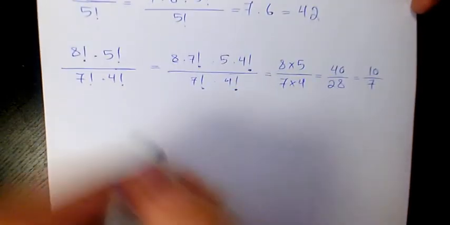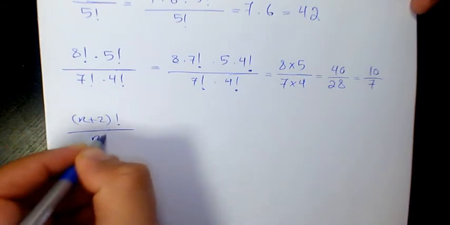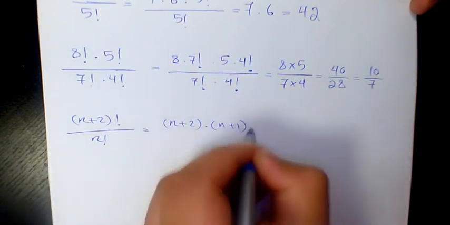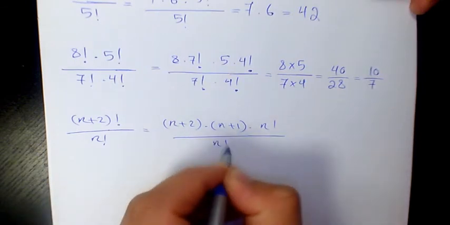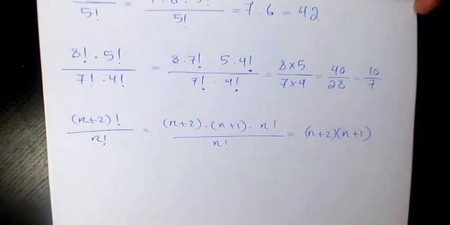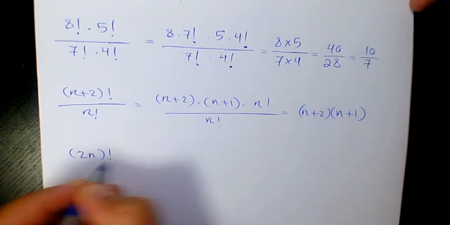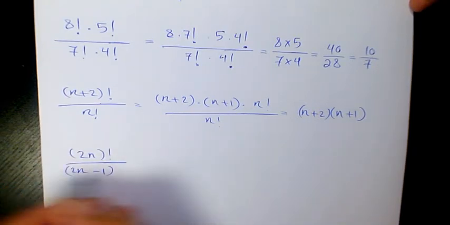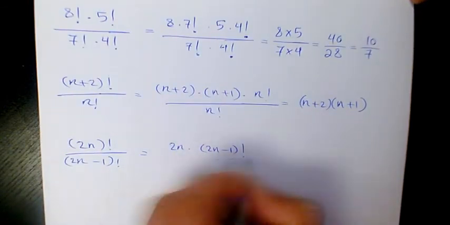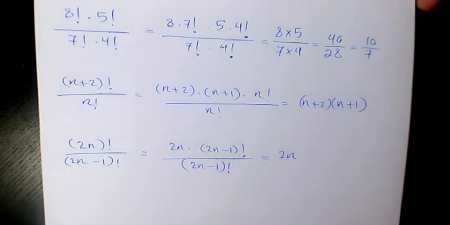Now if you have n plus 2 factorial divided by n factorial, that's going to be n plus 2 times n plus 1 times n factorial over n factorial. So that's going to make it as n plus 2 times n plus 1. If somebody asks you what is 2n factorial over 2n minus 1 factorial, you're going to say that's going to be 2n times 2n minus 1 factorial divided by 2n minus 1 factorial. It's going to give me 2n.